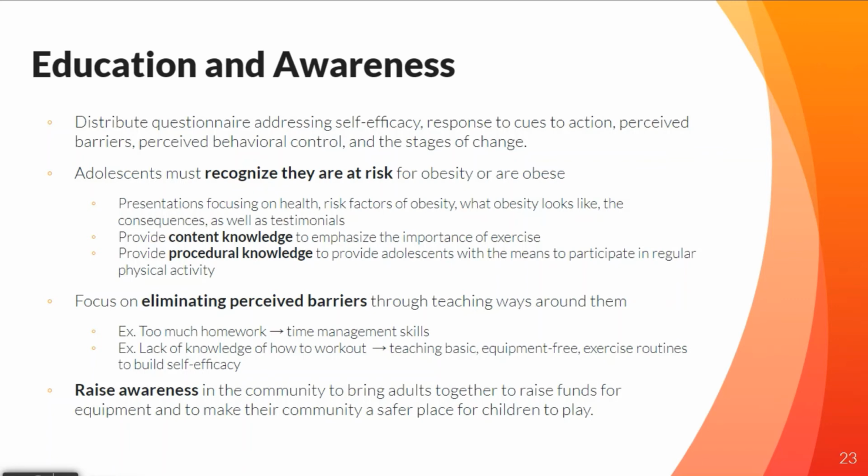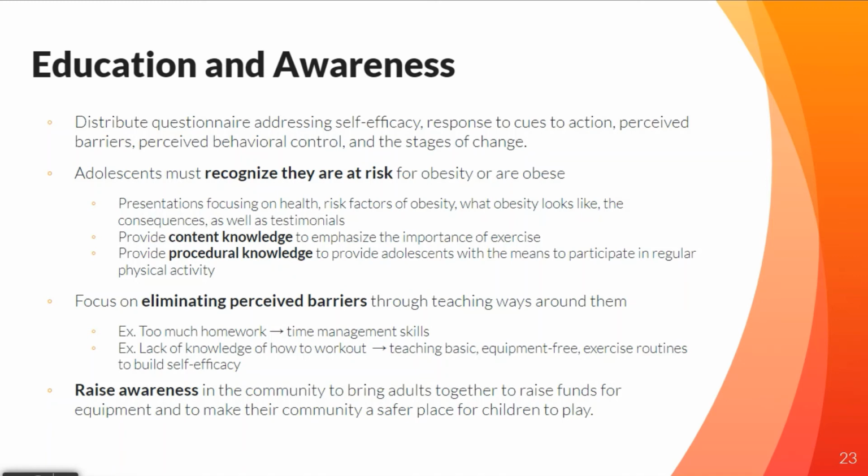To initiate change and gain the attention of adolescents, the intervention must include an educational component where we can change the attitudes and have them believe that they are at risk for obesity or are already obese. This would entail presentations focusing on health and risk factors of obesity, what obesity looks like, some consequences, as well as bringing in testimonials of people and adolescents who went through the same thing. This would provide content knowledge, as well as content knowledge surrounding the importance of exercise. Then we would also have procedural knowledge, which would provide adolescents with a means to participate in regular physical activity.